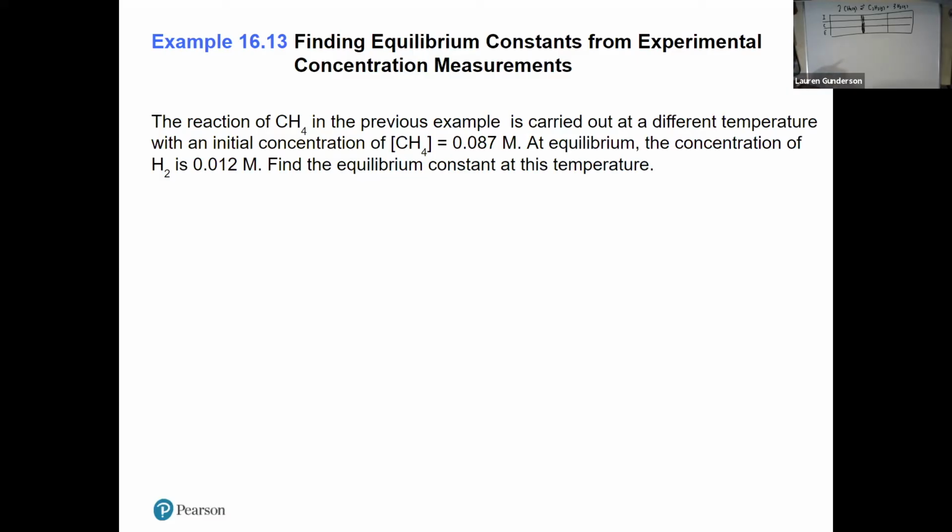All right, so the next question still has us looking at this same equation. We're just changing around the starting material again. The reaction of CH4 in the previous example is carried out at a different temperature, so the Kc is going to change, with an initial concentration of CH4 of 0.087 molar. At equilibrium, the concentration of H2 is 0.012 molar. Find the equilibrium concentration at this temperature.